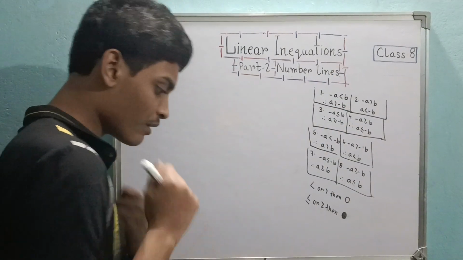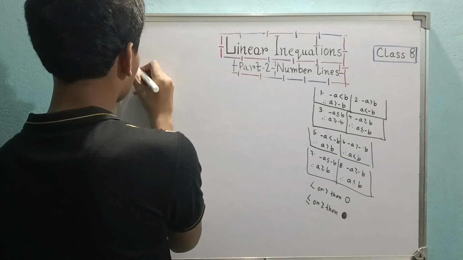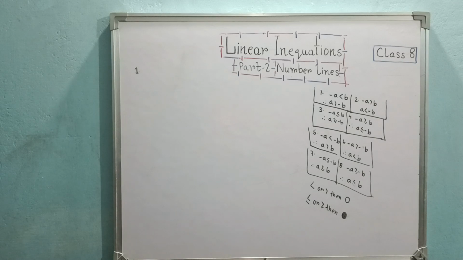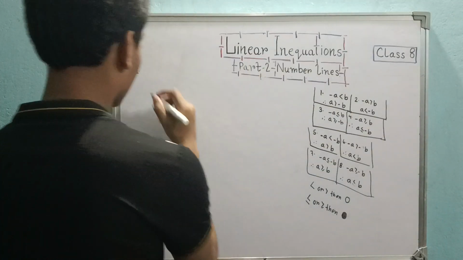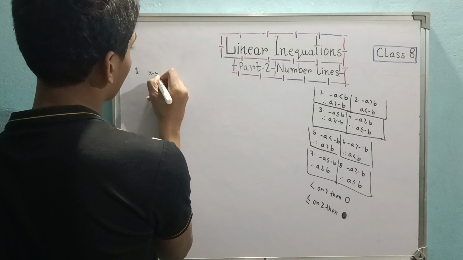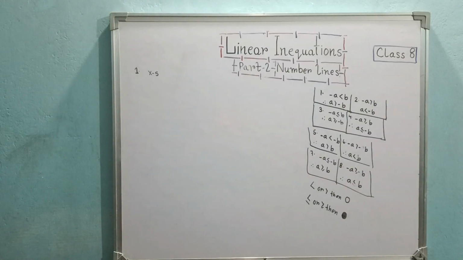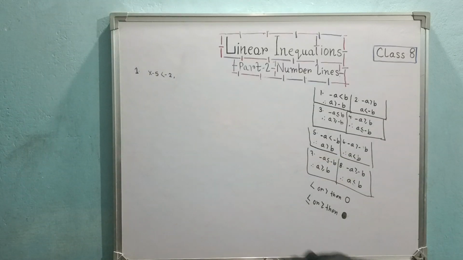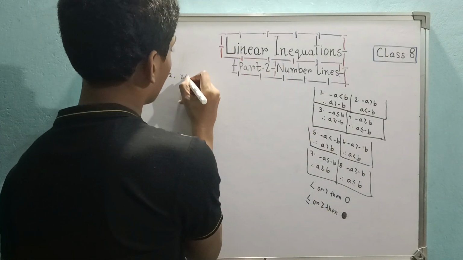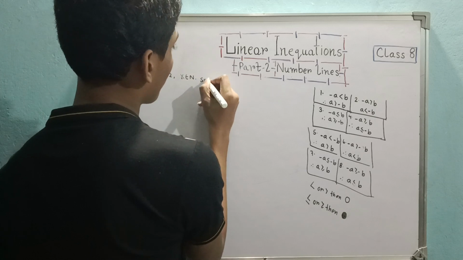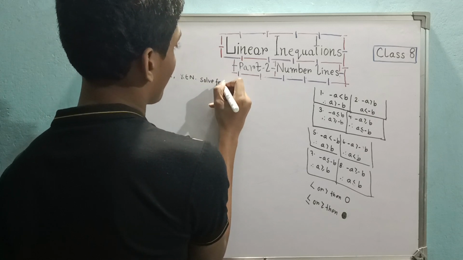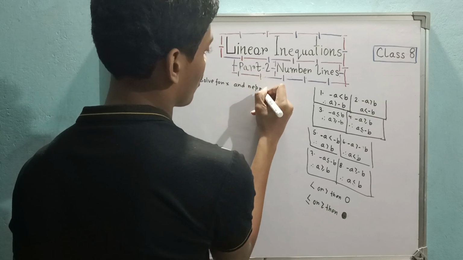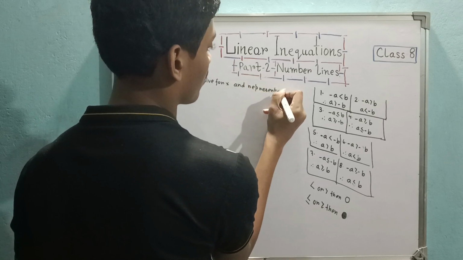So let's begin with our questions now. Without questions, what can you do, right? You're question dependent people. Everyone is. So given here, see, x minus 5 less than minus 2, comma, x belongs to natural numbers N. Solve for x and represent on the number line.